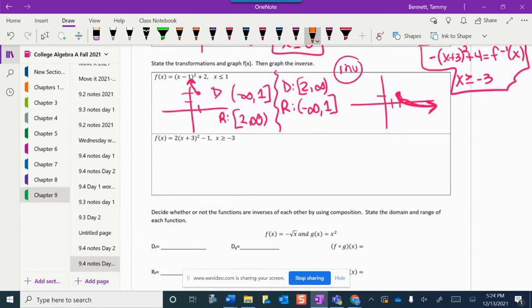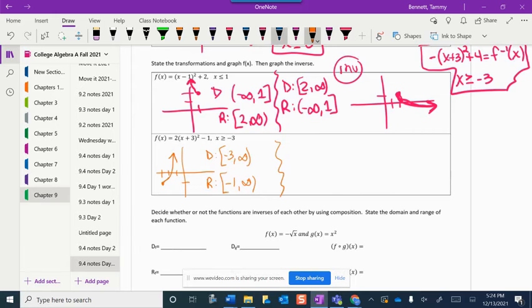Let's do the next one here. If I were to find the vertex of this parabola, it'd be back 3, down 1. And then all my x's are greater than or equal to negative 3, so it's only this side of it. So my domain is negative 3 to infinity, and my range is negative 1 to infinity.